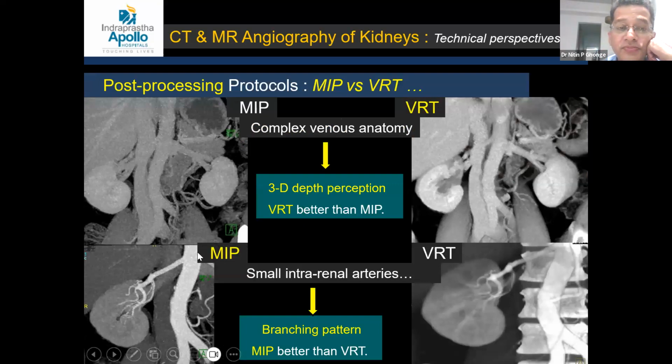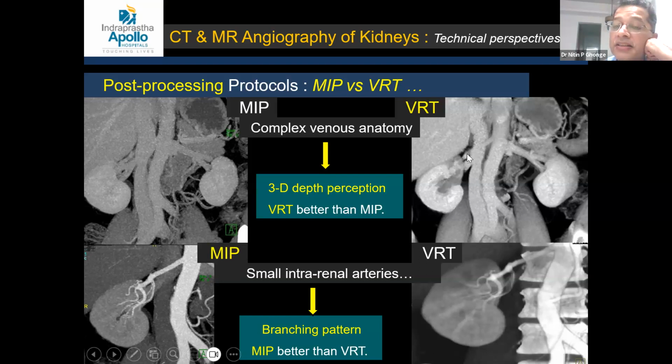Then there are a lot of terminologies related to CT, which are related to post-processing options like MIP. MIP is a post-processing option which combines different pixels and generates a 3D image. So whenever the branching pattern is to be evaluated, the intrarenal vessels in a renal angio, MIP, maximum intensity projection, is a better image. This is a form of software algorithm which helps to show the tiny vessels in the renal hilum.